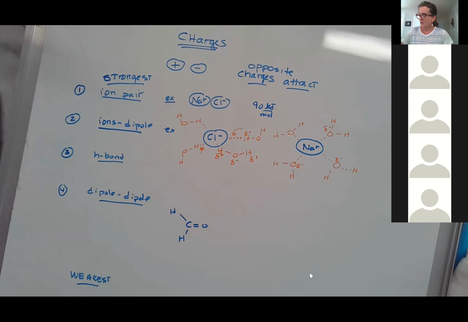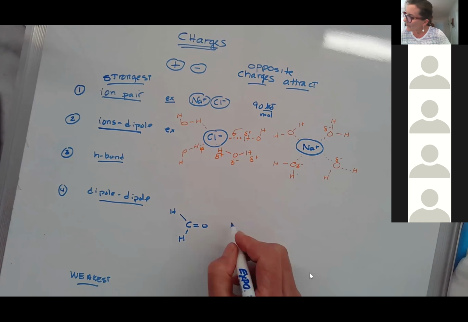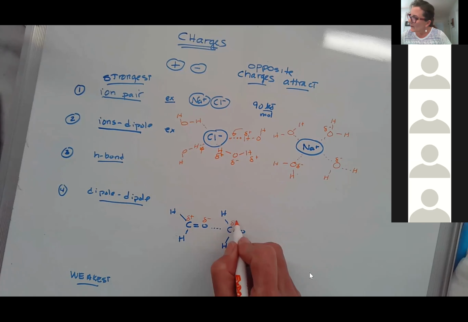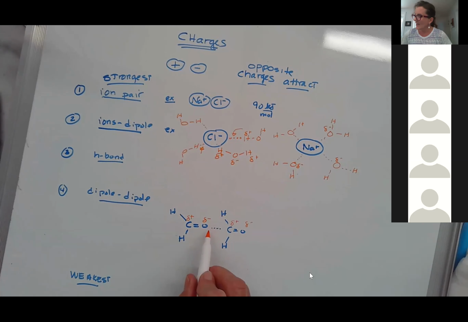This is formaldehyde. So in this case, each formaldehyde molecule has a dipole. That carbon is less electronegative than the oxygen, so it has a partial positive charge. The oxygen has a partial negative. And what happens is in solution, they tend to line up positive to negative. So here's a dipole, here's a dipole, and so it's called a dipole-dipole interaction.